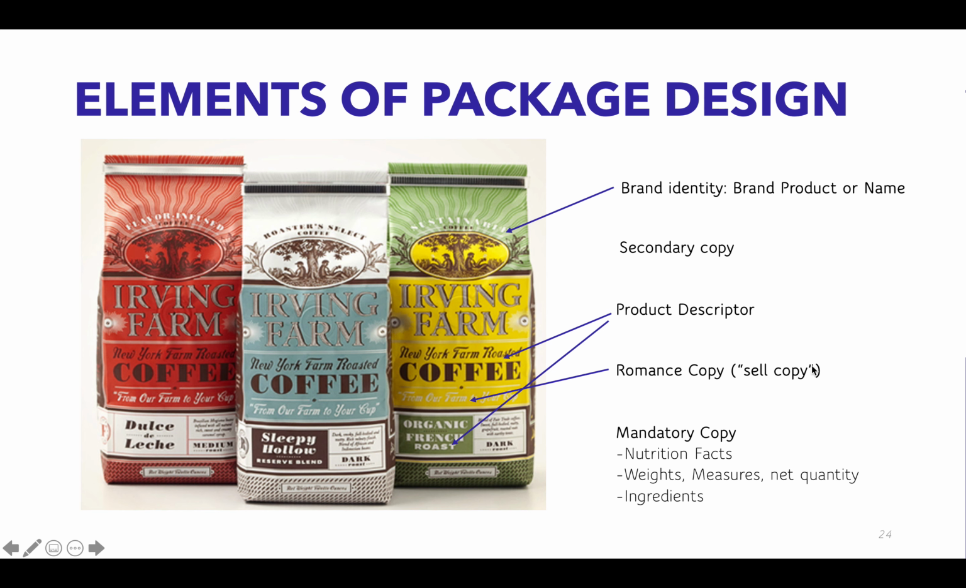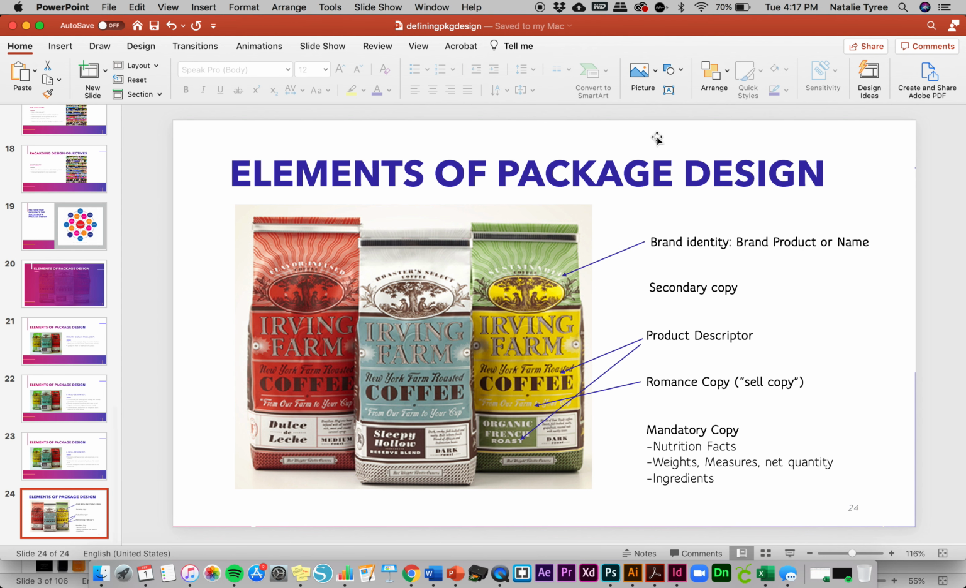And then our mandatory copy: nutrition facts, weights, measures, net quantity, and ingredients. And different products have different mandatory copy. So food obviously has the nutrition facts and net weight, whereas a vitamin would have different mandatory copy. Okay, so we are going to stop there, and that's kind of the overview of what is packaging design and the breakdown of packaging design elements.